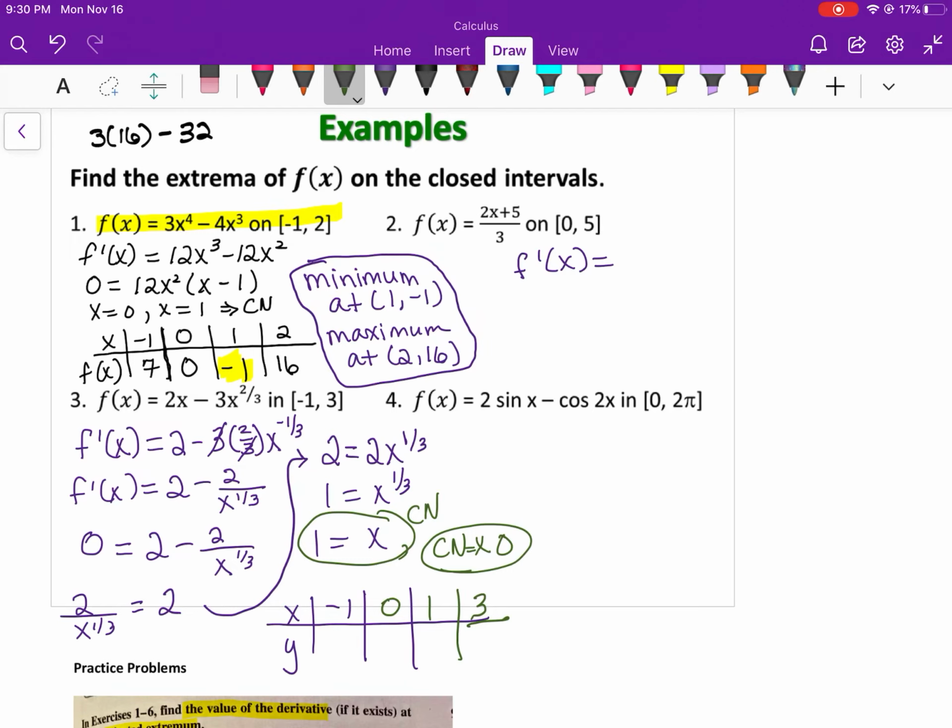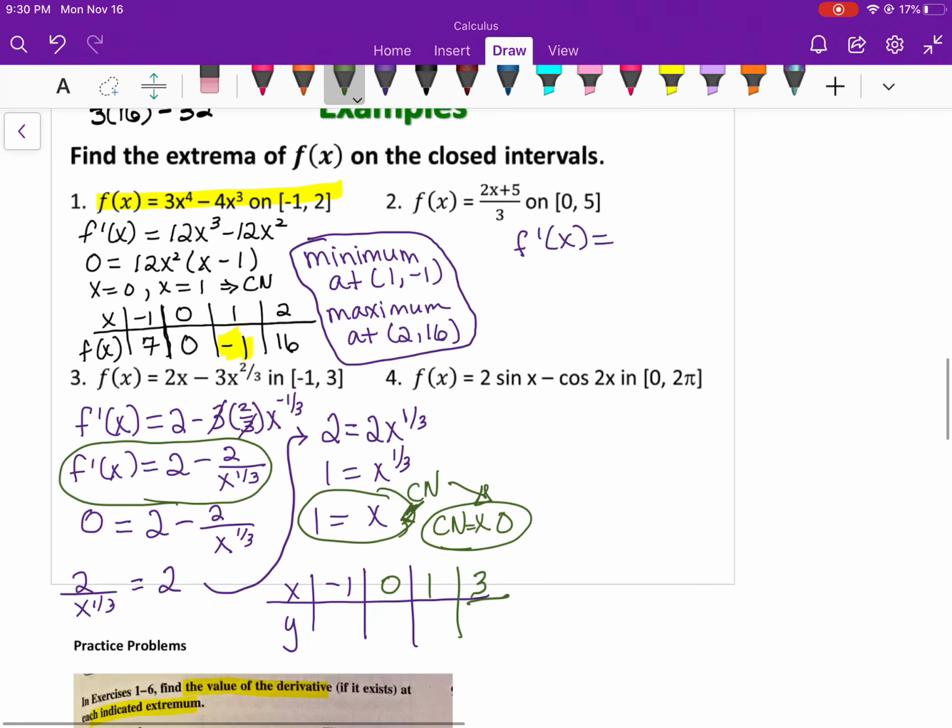Okay, so again, critical numbers. In the first problem, I didn't have to worry about the derivative being undefined, so it just had 0 and 1 as critical numbers. In our third one, the critical numbers are going to be 1 from setting the equation equal to 0, and 0 because this derivative right here is undefined when x is 0. So you have to use both of them as critical numbers.